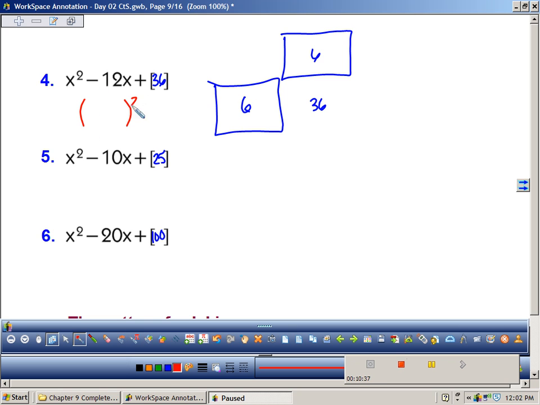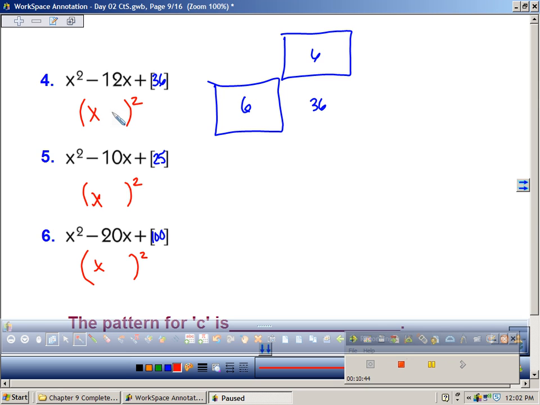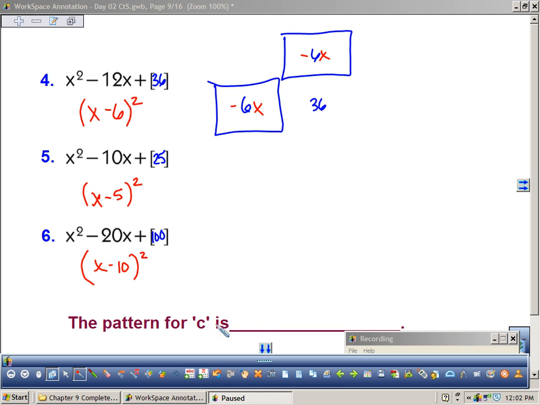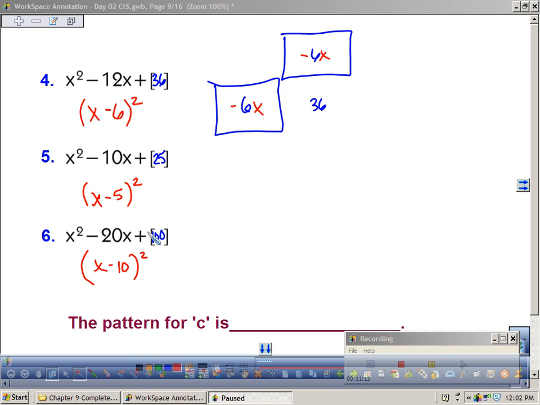Let's factor them. A little bit more difficult. What goes here? Negative 6. These are negative. Negative 12x makes negative 6x's, and negative 6x's makes negative 12x's. About here. And what about here? So what is the pattern for C? How did I find each one of those? I was finding C. It isn't kind of like squaring. You were squaring, but you did something before you squared it. You cut it in half, I mean, you divided by 2, and you squared it. Right?